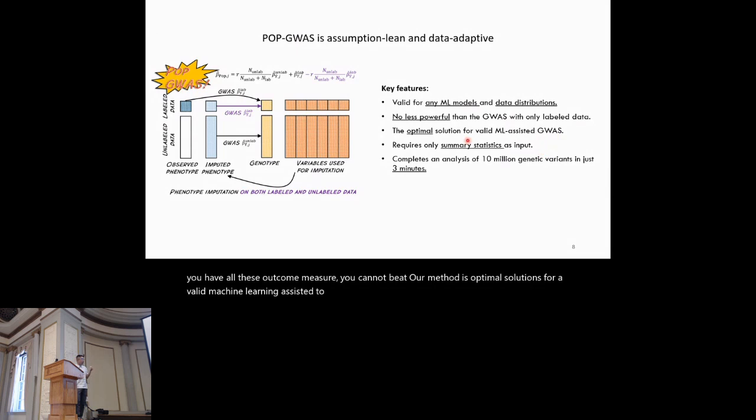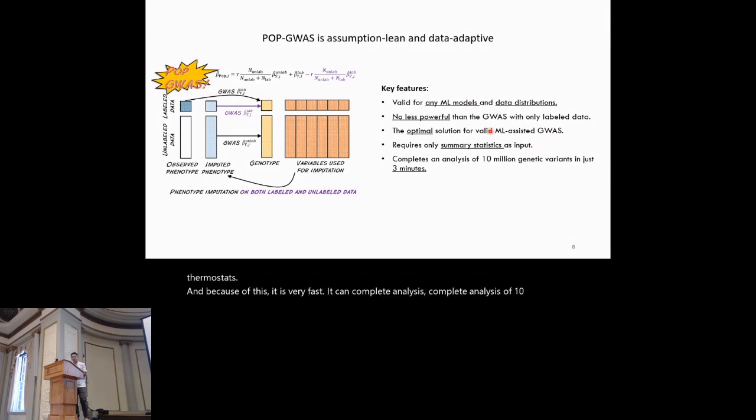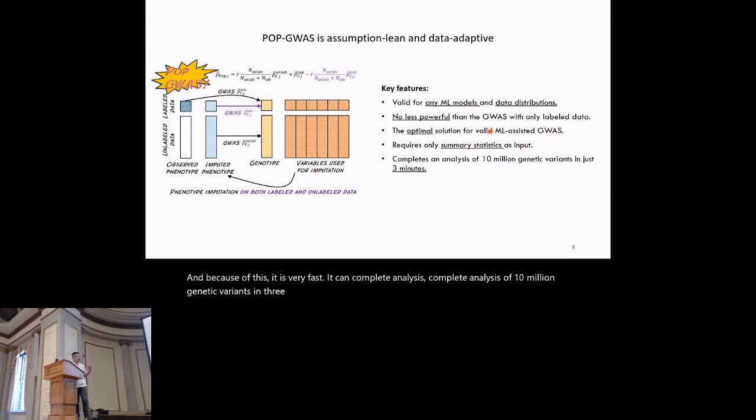And furthermore, it only requires summary stats input. So you can imagine that you can use the state-of-the-art GWAS software to produce the summary stats first, and then combine them with a linear combination of these summary stats. And because of this, it is very fast. It can complete analysis of 10 million genetic variants in 3 minutes. So that's the key feature of our method.